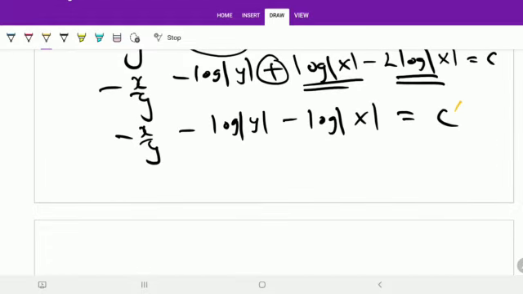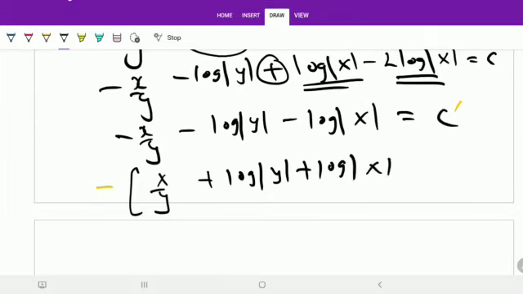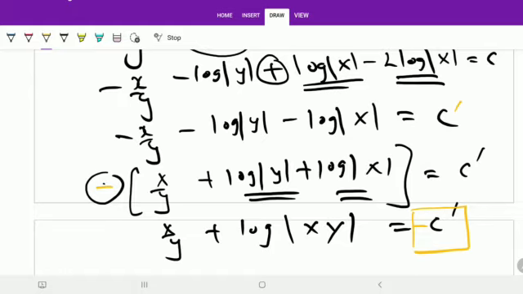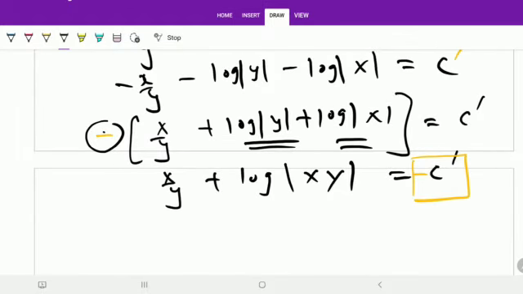So what I'll do is I just take minus common here everywhere. So if I take minus common here, this will be x upon y plus log y plus log x, okay, equal to c dash. So this minus I take to the other side, so x by y plus log y plus log x can I write as log xy, log a plus log b is log ab, and this will be c dash, but this minus I am taking on the other side, so this will be minus c dash. So in the next step what I will do is minus c dash, I will substitute as a new constant, say plus c. So I get x upon y plus log mod xy.